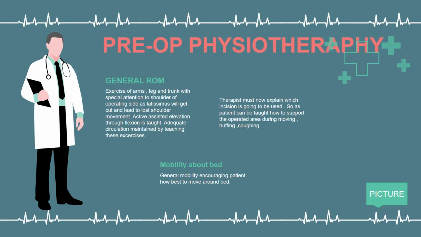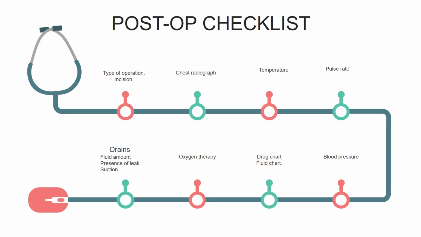Now checking for the post-operative list. Here comes the type of operation or incision performed. The chest radiograph will look for changes following surgery. Temperature is measured as fever after surgery is a common complication. We will check the pulse rate, blood pressure, and look at the drug chart and fluid chart. Now we can check for oxygen therapy and the drains: how they are placed, that they are in place, and that they are clean.